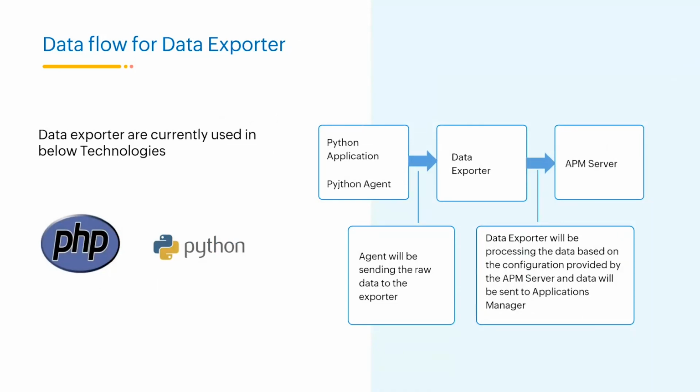Here is the working behavior of APM Insight using the data exporter. The agent needs to be installed on the application server, and the data exporter can be installed on a different server to reduce the load factor. The APM Insight agent will retrieve the application details and push them to the data exporter. And the data exporter will receive the data from the agent and push the data to the Applications Manager server.